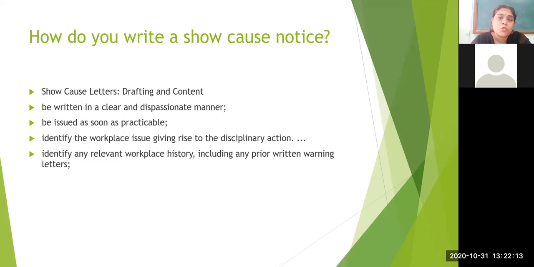How do we write a show cause notice, show cause letters, drafting and the content? Be written in a very clear and dispassionate manner. Be issued as soon as practicable. Identify the workplace issue giving rise to the disciplinary action. Identify any relevant workplace history, including any prior written warning letters. So it's very, very important. Whenever we are drafting the show cause notice, we keep in mind certain very important points.